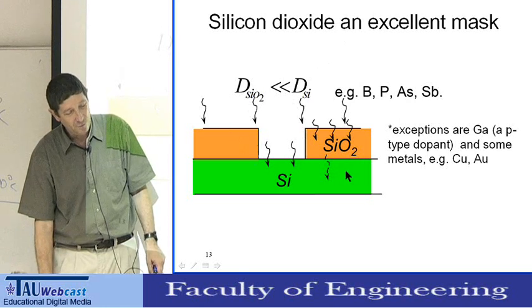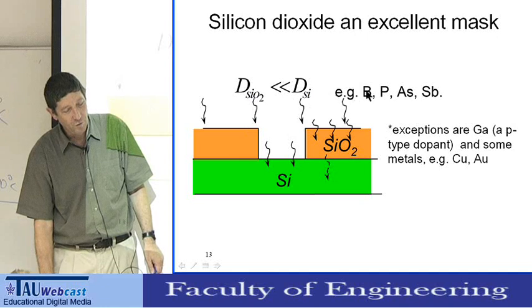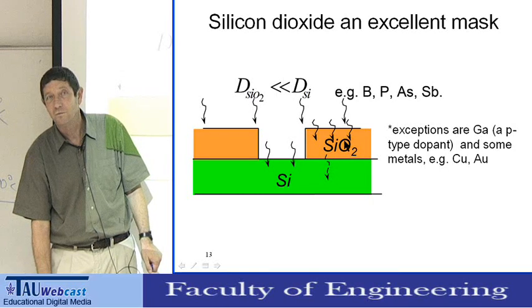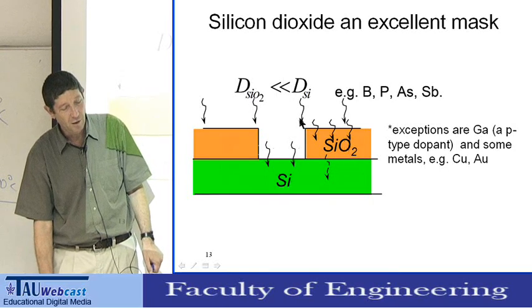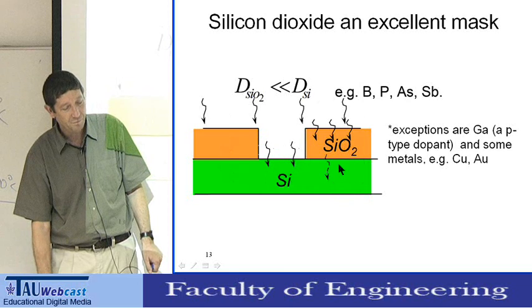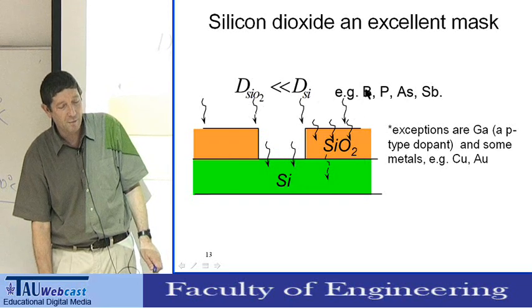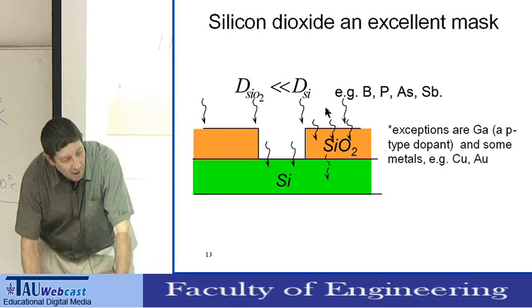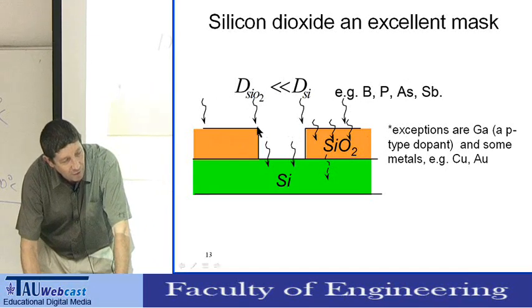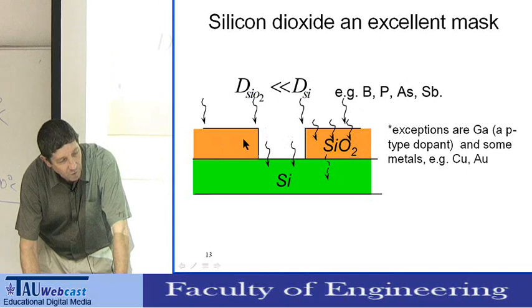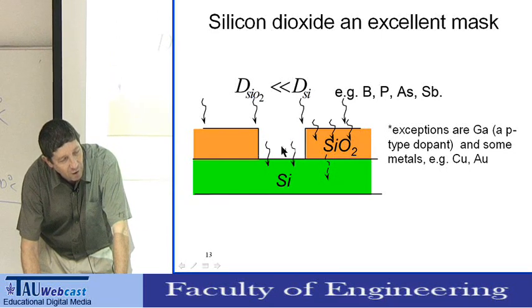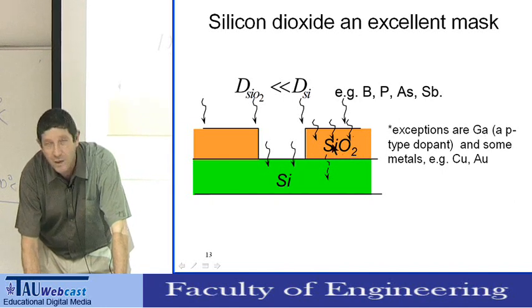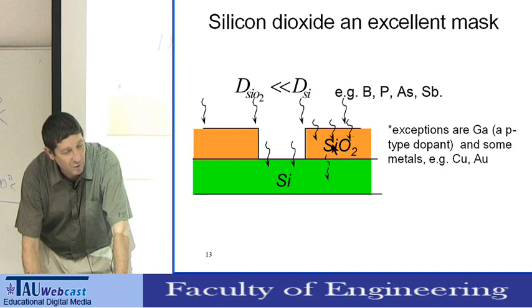Now, one of the applications for silicon dioxide is as an excellent mask. For example, we know that the diffusivity of boron, phosphorus, arsenic, and antimony in SiO2 is very slow. So if we take a silicon wafer and keep it in an ambient with boron, phosphorus, and arsenic, it will go into the silicon. Let's say we have a silicon dioxide, and by lithography we open a hole. So what will happen is we introduce dopant only in this region. The exception is gallium. Gallium goes very quickly through oxide, so it's not very useful.